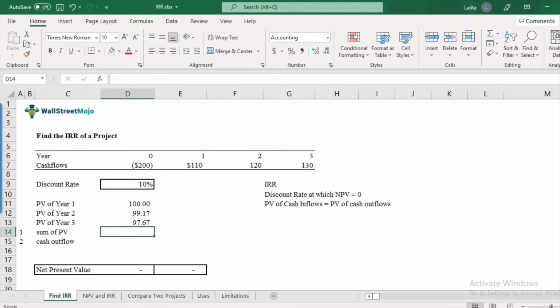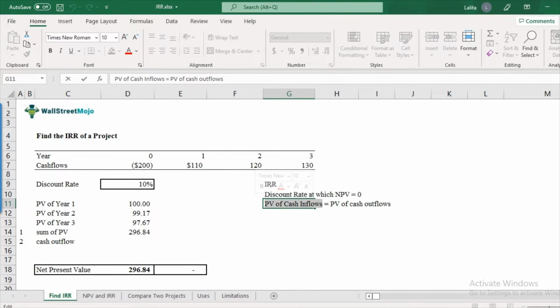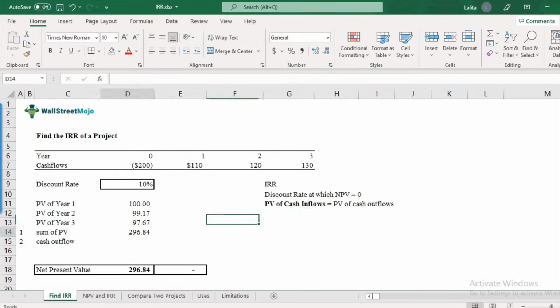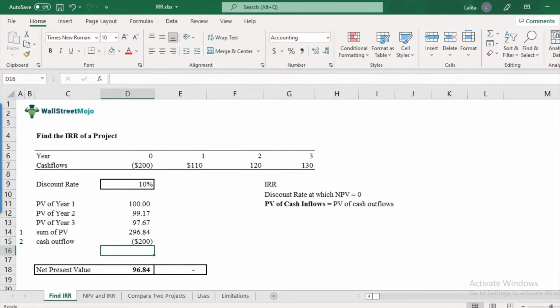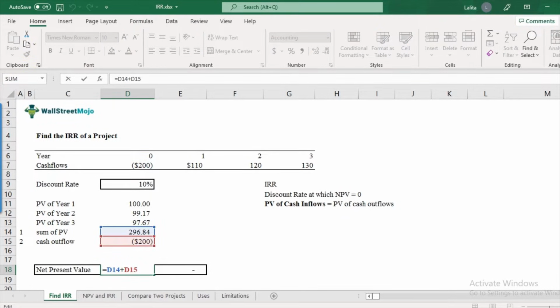So what is the sum of present value? That comes out to be 296.84. So if you look at this equation, we know that present value of cash inflows has come out to be 296.84. What's the cash outflows? The cash outflow is $200. So what is the net present value? The net present value is basically the sum total of these two, cash outflows and cash inflows. When we do the sum total, we'll get the net present value.